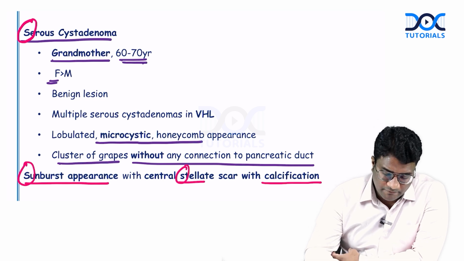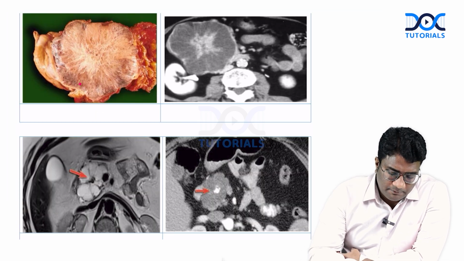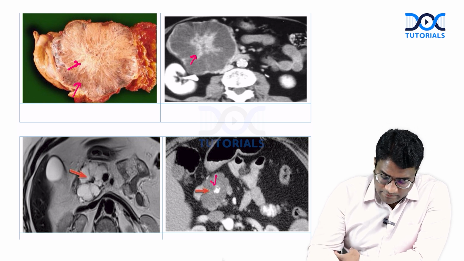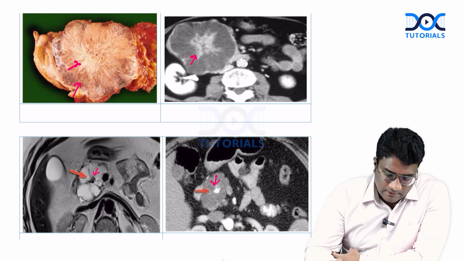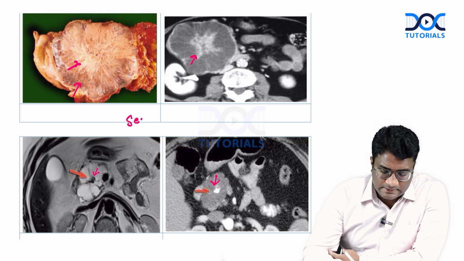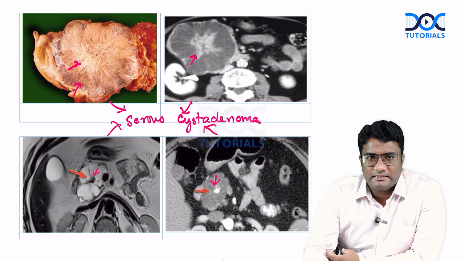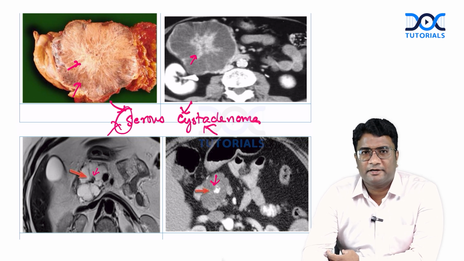Let me show you the imaging findings. Such multiple microcysts giving a stellate scar in the center like this, right, having calcification in the center. This is what is a serous cystadenoma of pancreas. So, that is a serous cystadenoma of the pancreas having a sunburst or a stellate appearance in the pancreas.